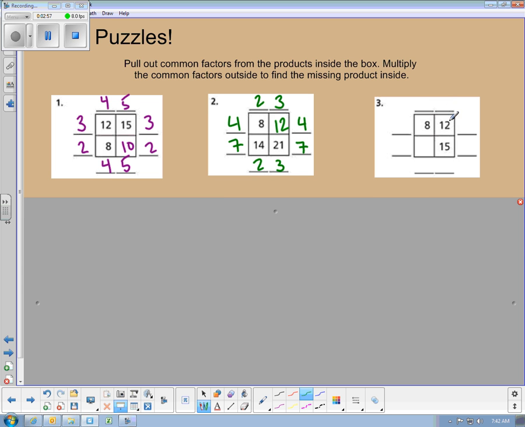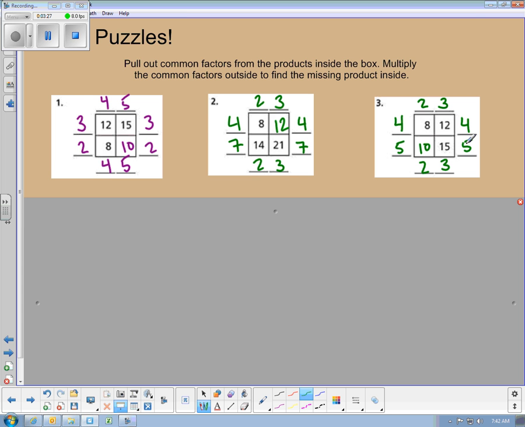In number 3, we have 8 and 12 in the first row. That common factor would be 4, the GCF. And 12 and 15, the common factor would be 3. So then what number times 4 gives me 8? That's a 2. What number times 3 gives me 12? Oh, that's the 4 from over there. What number times 3 gives me 15? That's a 5. So that means there's a 5 over there. This one's a 2, so that's a 2. And again, we get 10.